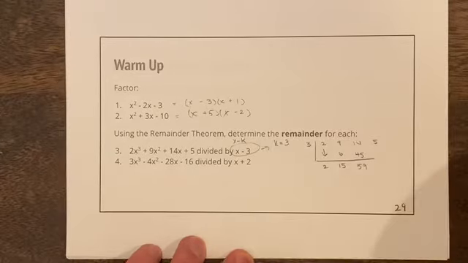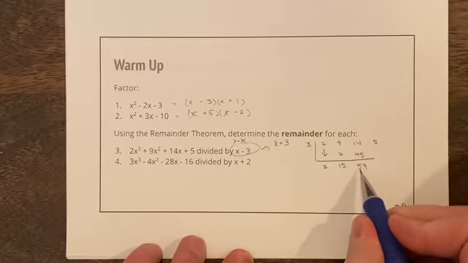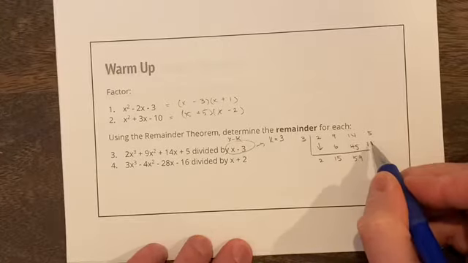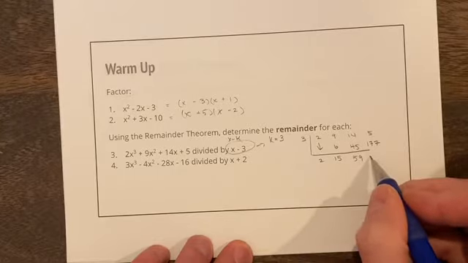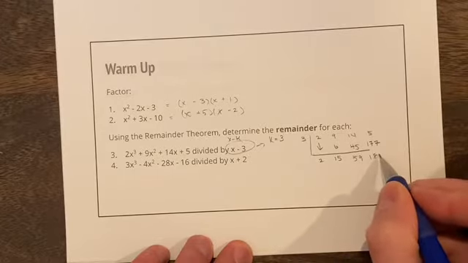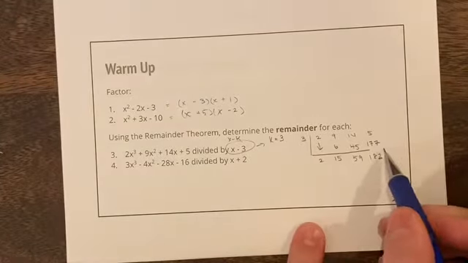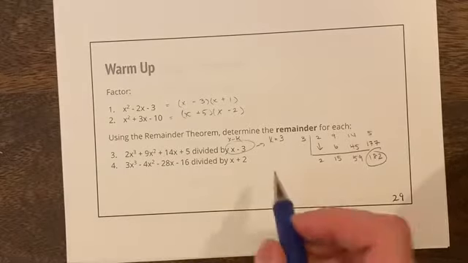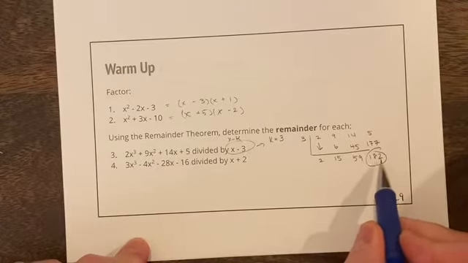59 times 3, well, let's think about that, right? 3 times 50 is going to be 150. 3 times 9 would be 27, so that's going to be 177. Add that to 5, we'll have 182. So that is our remainder. So we found our answer for that one. If this was divided by x minus 3, our remainder would be 182.